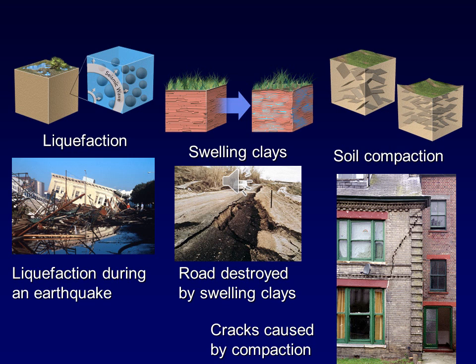And then lastly, soil compaction. The compaction of clays and other sediment can cause the ground to subside and not necessarily all in one even surface. So you can get one area that's compacting or subsiding more rapidly than surrounding areas, and that causes offset and fracturing in structures.